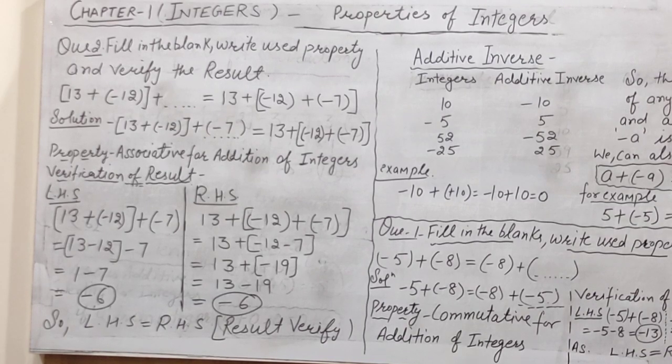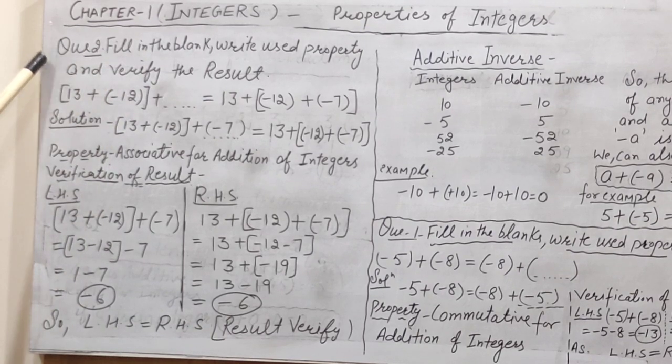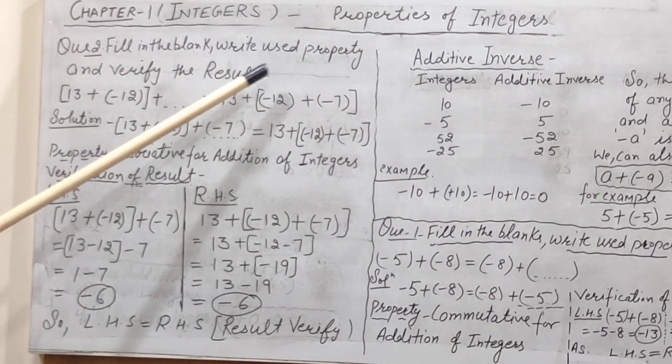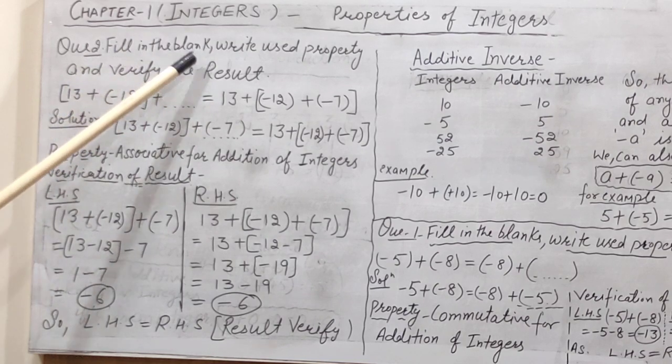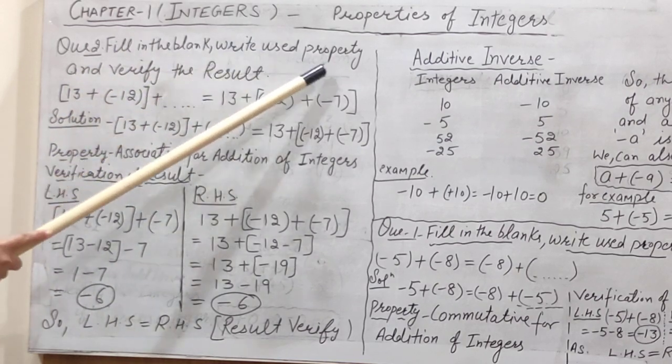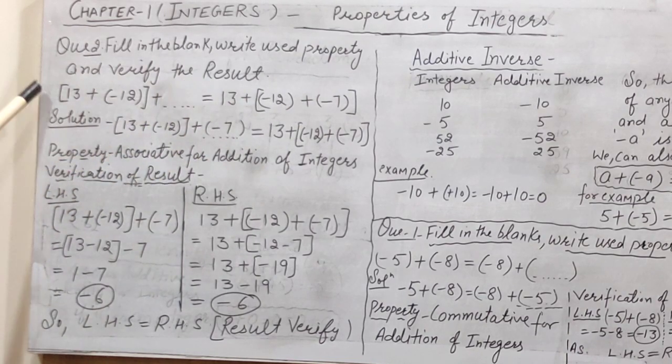Now student, let us take one more example to understand the same property and how we verify the result. Let us see the question. Filling the blank, write the used property and verify the result. On the same pattern, we have taken one more example.